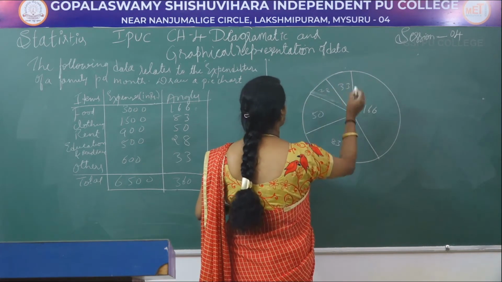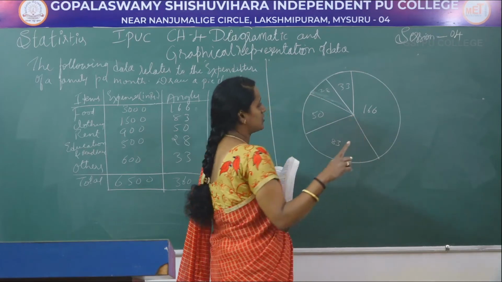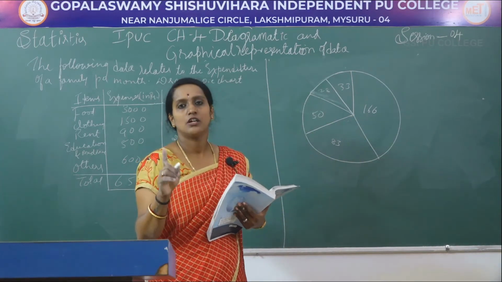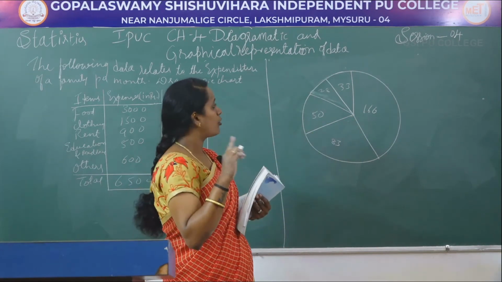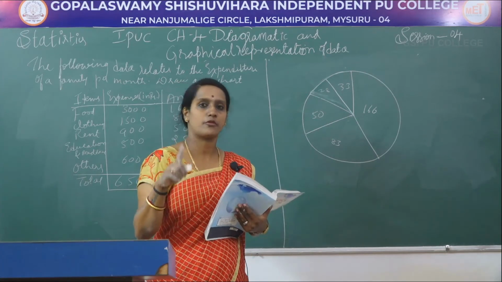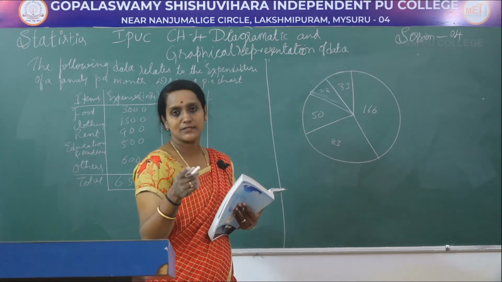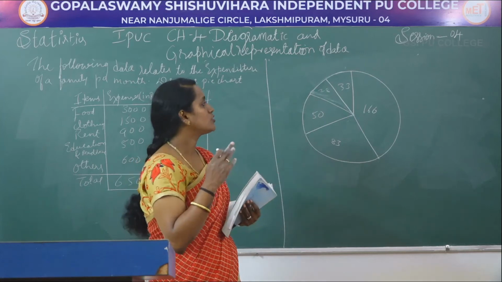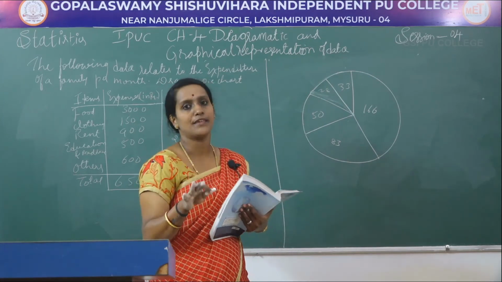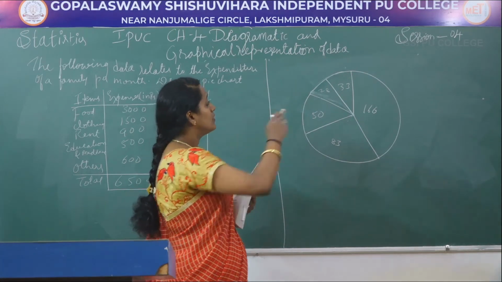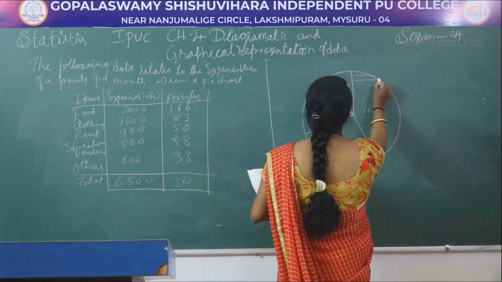This is 33. This is just a rough sketch. You can draw this very neatly using your protractor, and the angles will be correct. And these are just approximate angles I am showing here. And I'll give different shapes for this now.